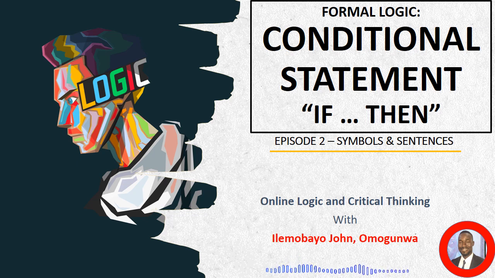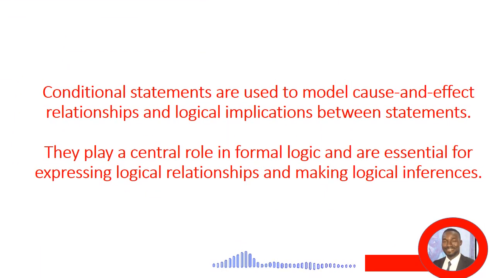If you recall, in our last episode, we discussed negation in formal logic and how it is presented in logical symbol. This week, we shall be discussing conditional statements and the corresponding logical symbol. And we may ask, what is a conditional statement? A conditional statement is a group of at least two propositions or statements showing logical implications. A conditional statement is used to model cause and effect relationship between propositions or statements and making logical inferences.